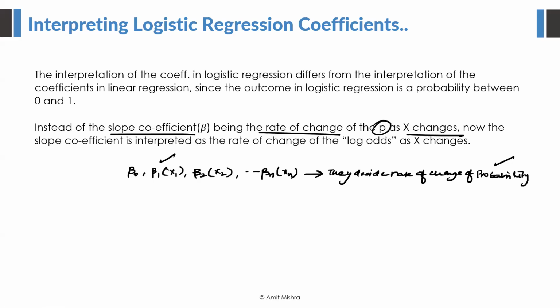Whereas in the linear regression model, it was totally different. In the linear regression model, beta was deciding how the y value was changing. So the rate of change in y was decided by the rate at which these beta values with respect to the various features are changing. So two different things. One is changing the probability value of the outcome. The other one is changing the actual outcome.